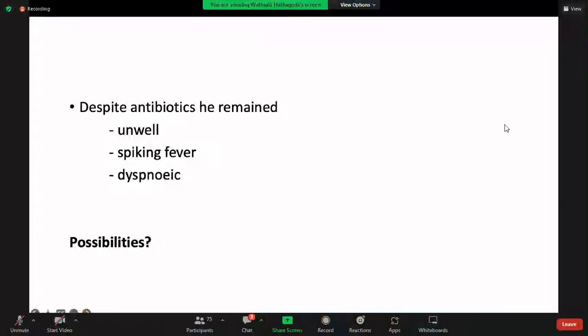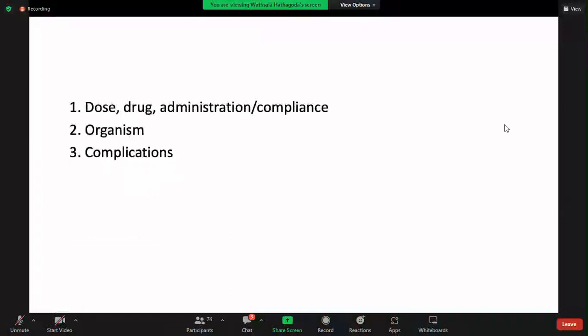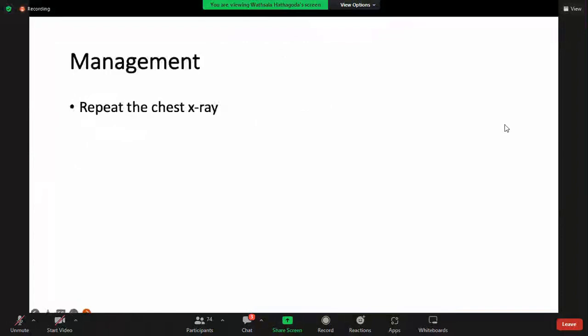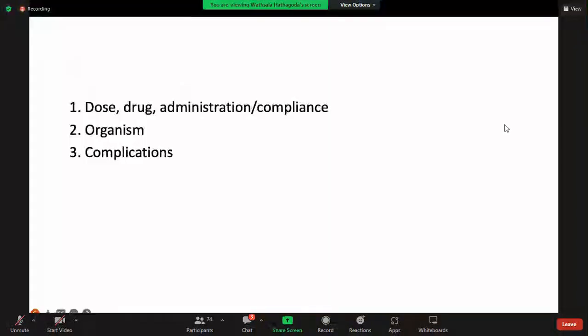So it could be a resistant organism. That's why you need to chase your cultures if you haven't done it, and then you might need to change, and then there could be a complication. So then you have to think of those possibilities. Or as one mentioned, could be a second hospital-acquired infection as well. All right. So what would you do? So as you said, the complications.